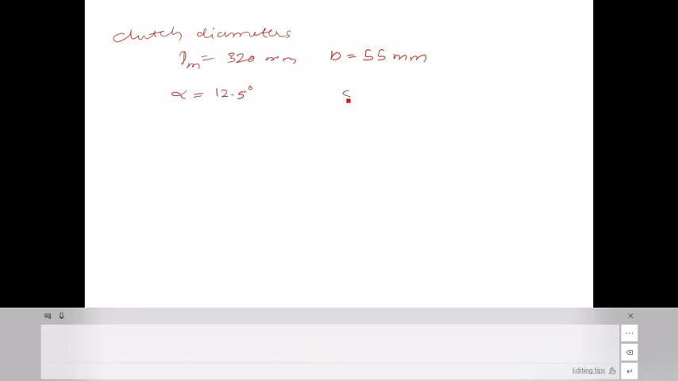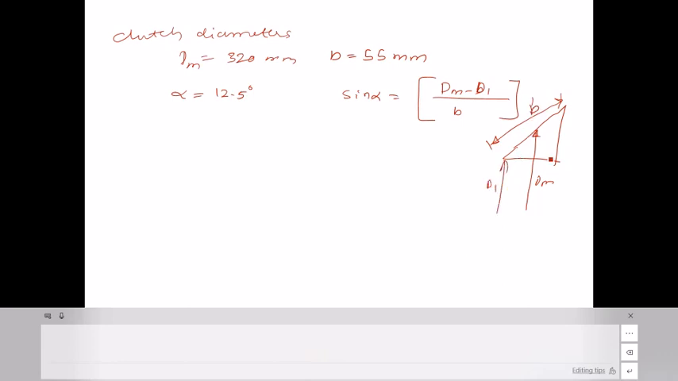Now we'll calculate the clutch diameters here. We have noted DM, it is 320 mm, and B, it is 55 mm, right? Alpha, we made the assumption that it is 12.5 degree. Now, based on the sine alpha relation, that is DM minus D1 divided by B. Need to cross check whether this equation is right or wrong.